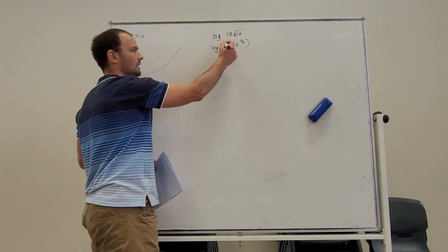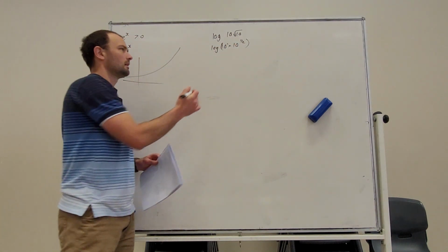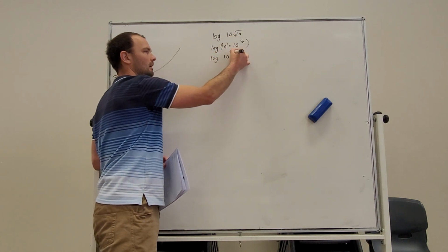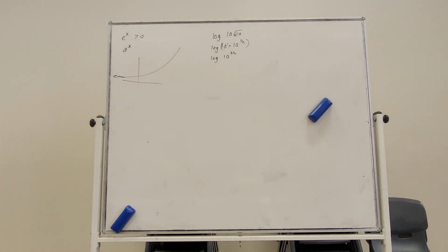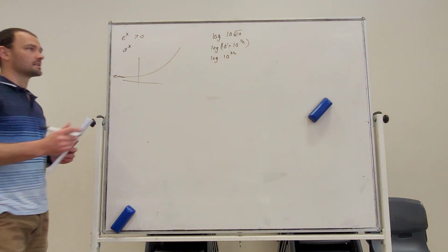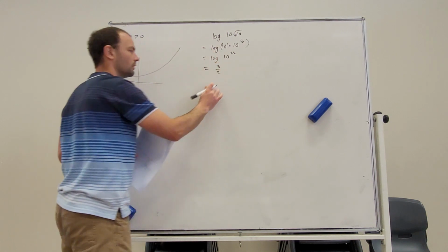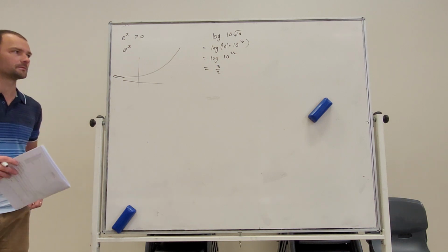All right, now 10 by itself is 10 to the power of 1. So you can think of those powers. We're going to add those powers together. 1 plus a half is 1.5, or 3 on 2 as a fraction. And now that we've expressed this as a single power of 10, it simplifies to the power. Okay, so log of 10 root 10 is 3 on top of 2.